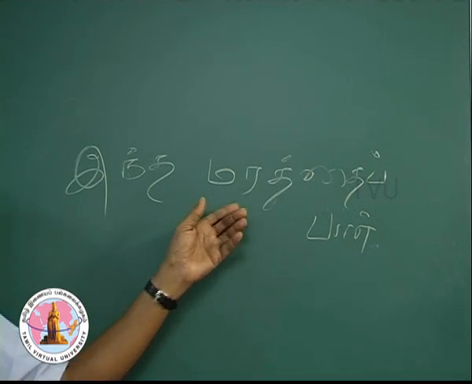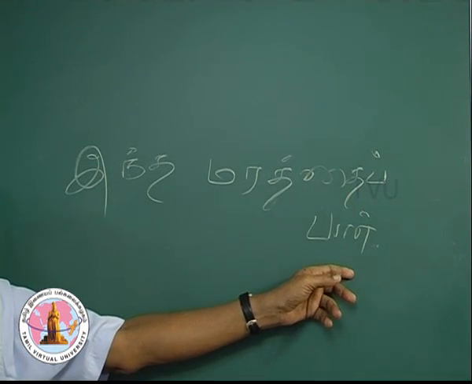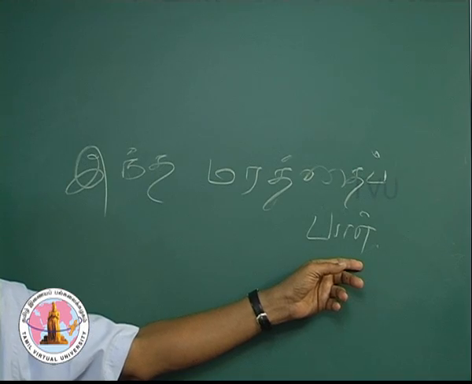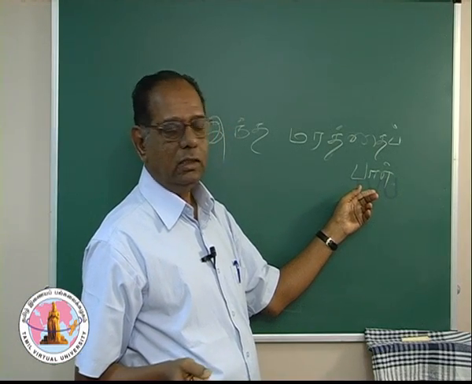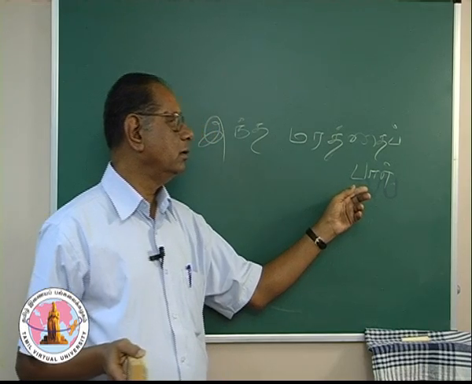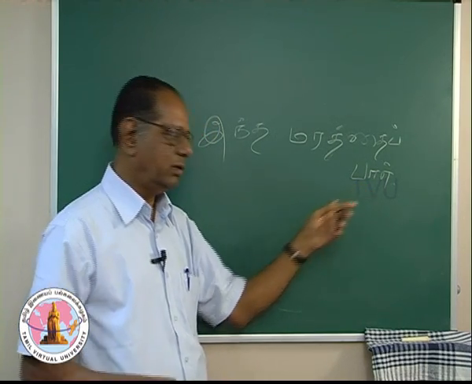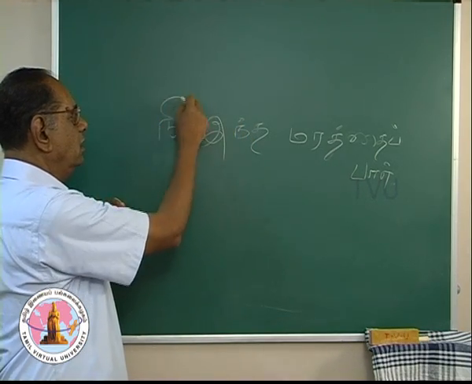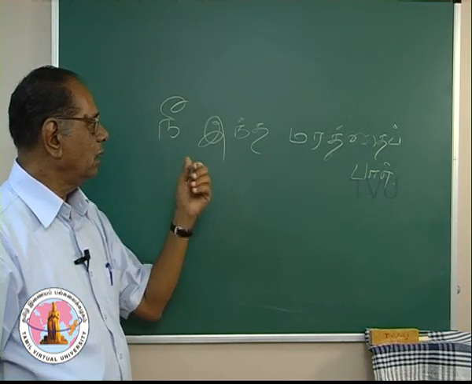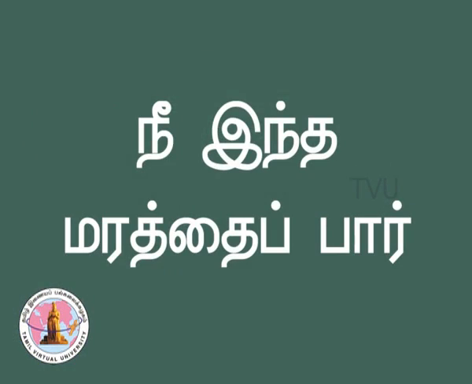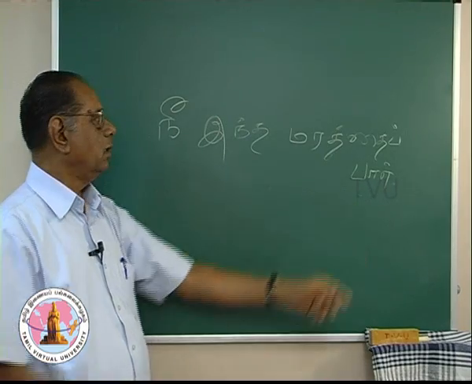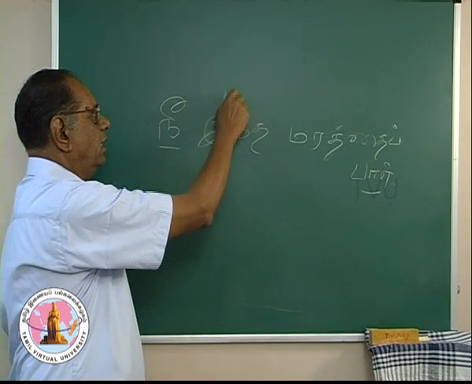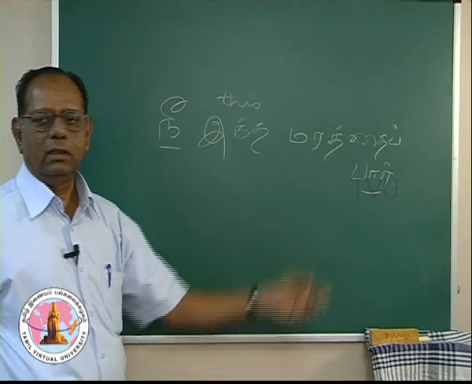இந்த மரத்தை பார். Par, see. Naturally, it means to see. When you have this sort of verb, naturally the subject will be நீ. நீ இந்த மரத்தை பார். You see. What? இந்த is this. மரத்தை.